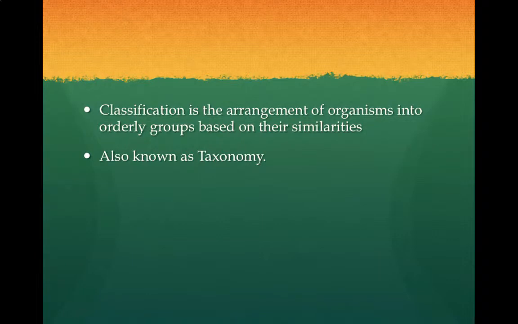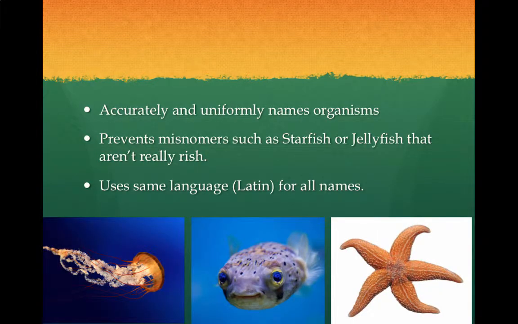Classification is the arrangement of organisms into orderly groups based on their similarities, and we know this as taxonomy. This accurately and uniformly names organisms and prevents misnomers such as starfish or jellyfish that aren't really fish, and it uses the same language, Latin, for all names.